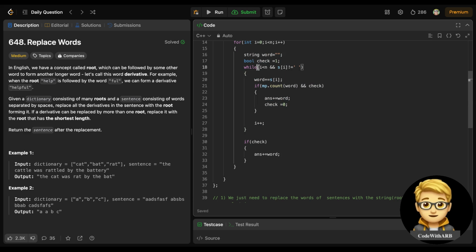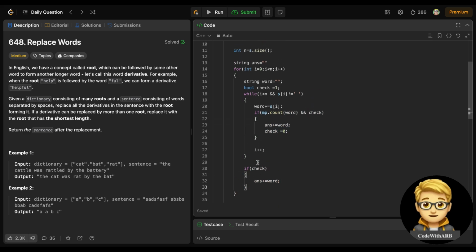The first edge case is that I need to check whether i is less than n or not. The second case is that the replacement should be applicable only the first time. Otherwise, next time I will not insert it. The third case is that if the word is not present, I need to insert it also, right? So this is how we will solve this problem.